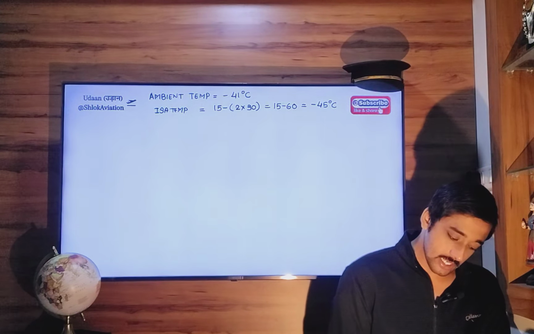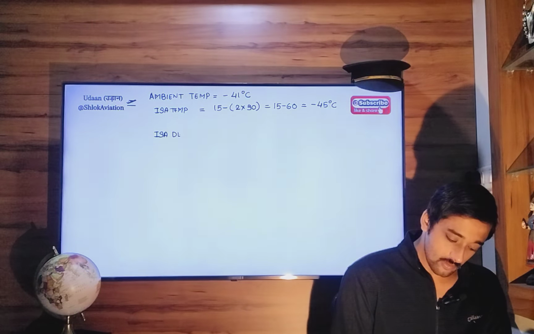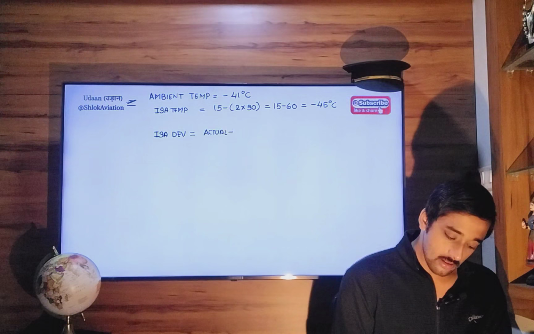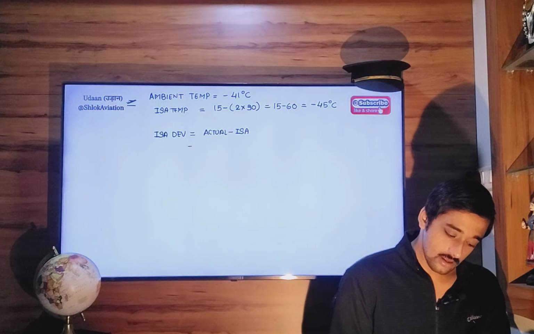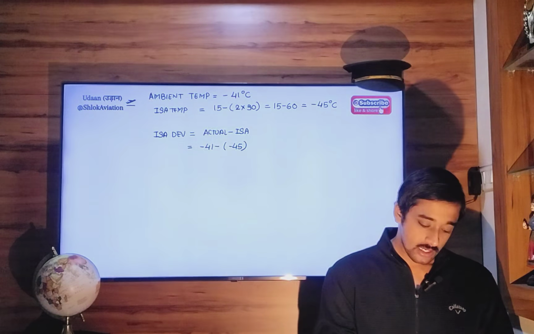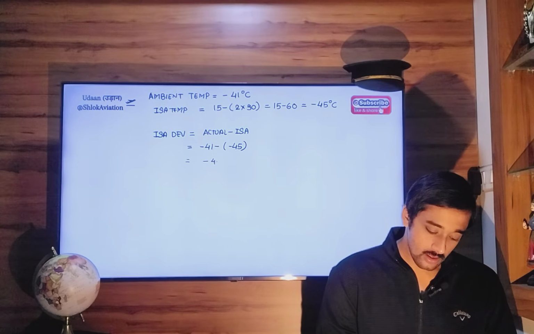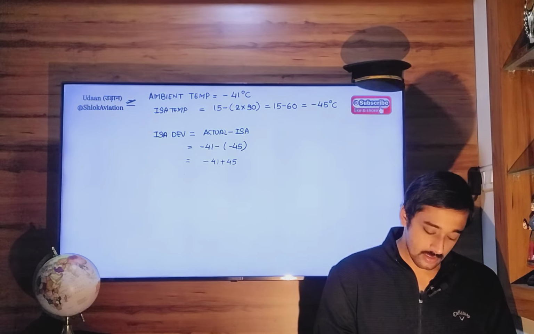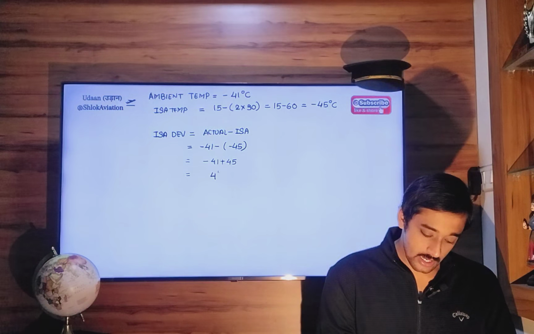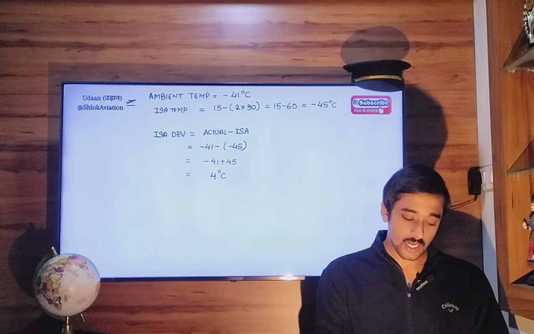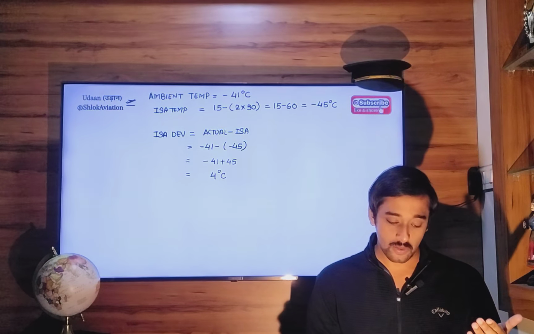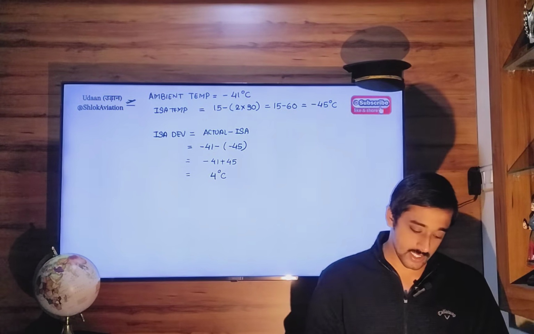So ISA deviation is actual temperature minus ISA. So -41 minus of -45, so -41 plus 45. So 45 minus 41 is 4 degrees Celsius. So that means the ambient temperature, or actual outside temperature, is warmer than ISA temperature by 4 degrees Celsius.